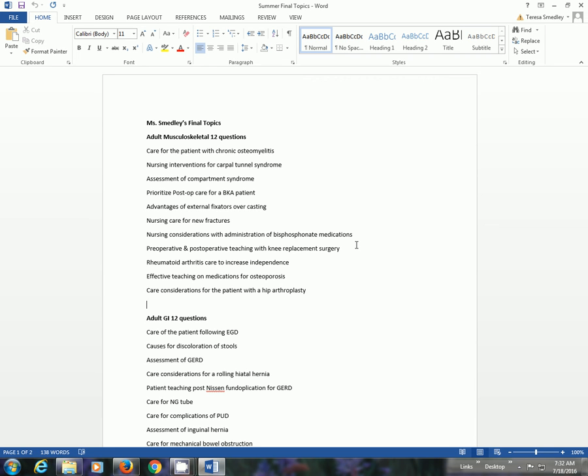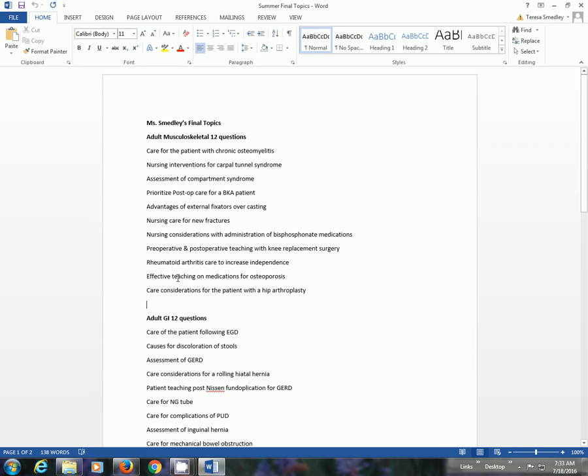Rheumatoid arthritis care to increase independence for these patients. You want to make sure that you are familiar with what you can do to ensure that the patient maintains their independence while still providing interventions for them to help with the pain and the disability.